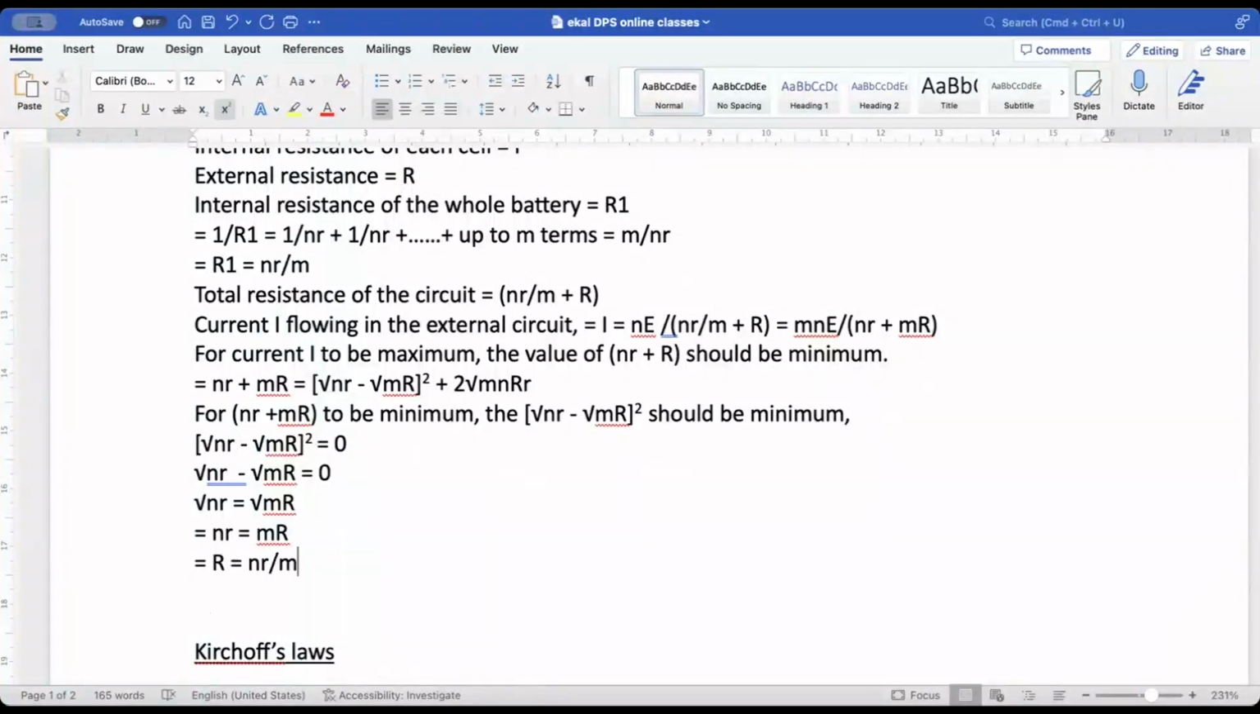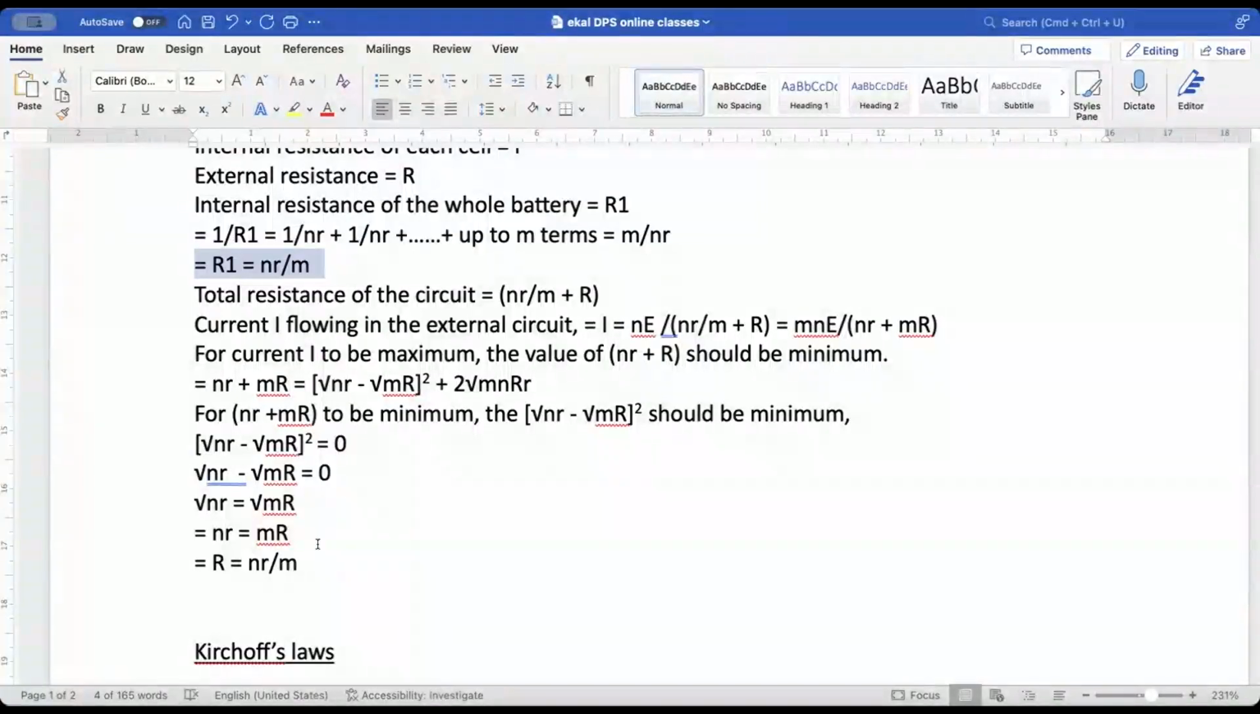M. Right? So NR by M, this is equal to our internal resistance. This is the internal resistance of the whole battery. That means in mixed grouping, current in the external circuit will be maximum when internal resistance is equal to the external resistance. Right?